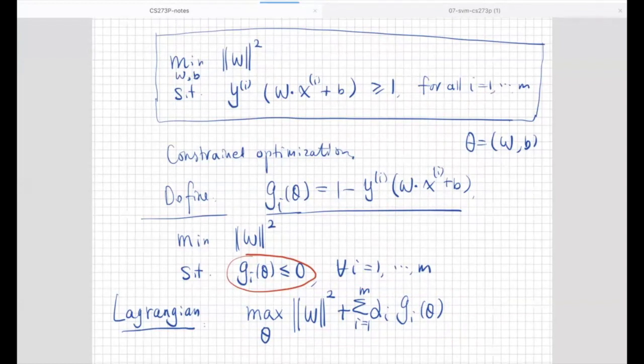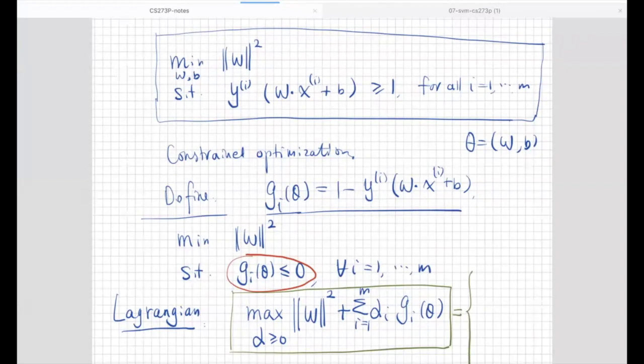I can maximize over alpha, but alpha is constrained to be positive. Suppose I think about this problem. What is the solution of this problem, if you think about it? There are several possibilities here. First of all, I introduced something called alpha sub i, one variable for each one of the constraints, g sub i of theta.